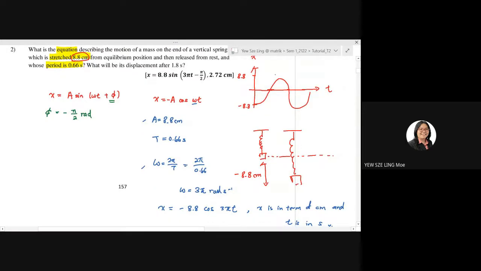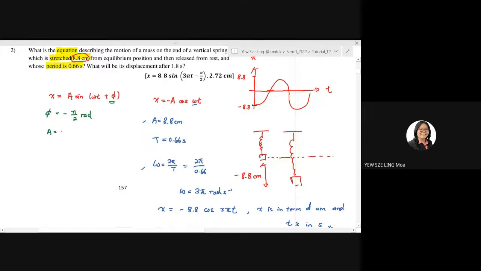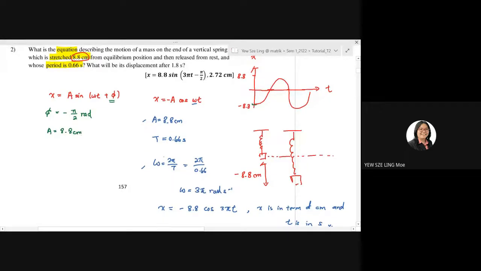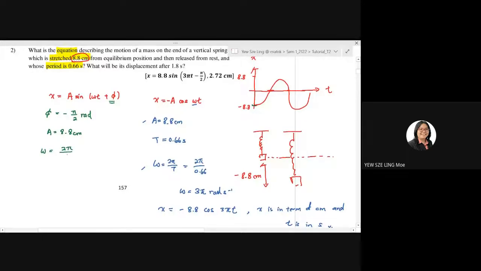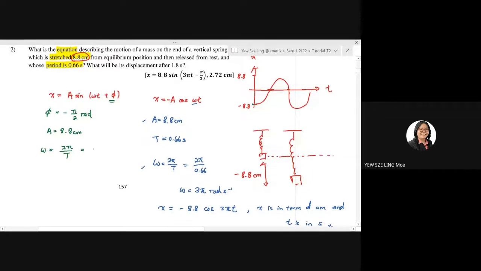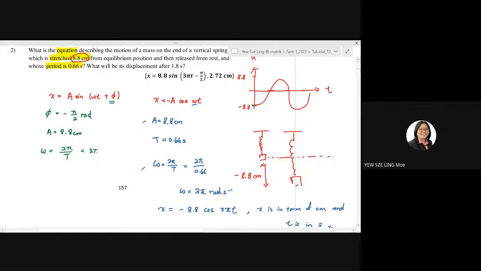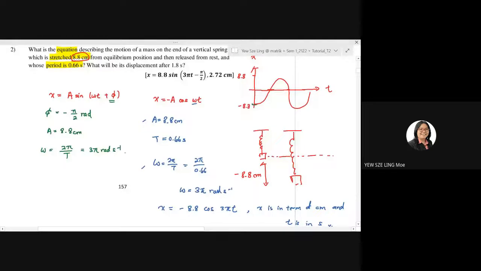Okay, now obviously the graph is better because the graph shows you your object starts from maximum negative displacement. So phi is negative pi over 2 radian. A is equal to 8.8 cm, and then omega, basically you just calculate it by using the same method. Omega is equal to 2 pi over T, which is equal to 3 pi radian per second.